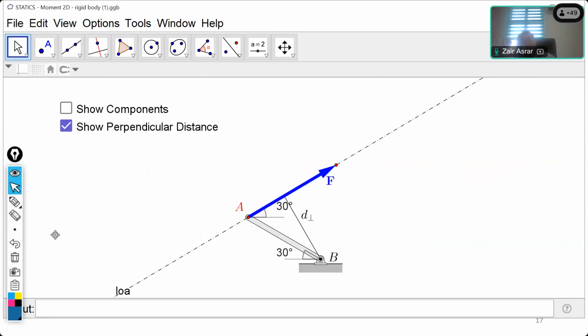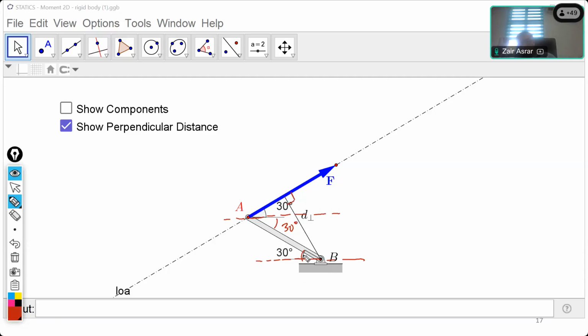Don't panic. Look at the problem and solve it one by one. Here we have 30 degrees, so the angle here is also 30 degrees. This line and these lines, both of them are horizontal lines. So if the angle here is 30 degrees, here is also 30 degrees. And we know this is our perpendicular distance, so the angle between the line of force and this D is 90 degrees.